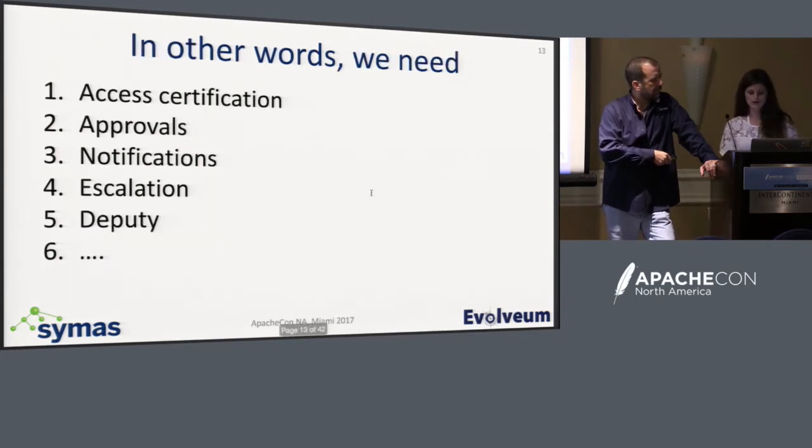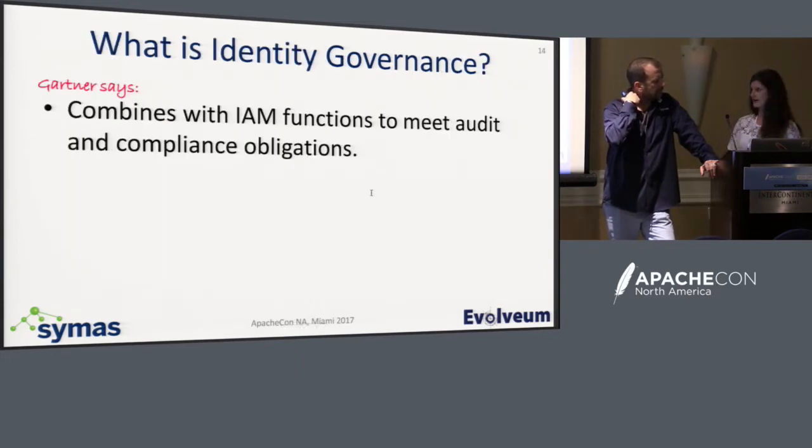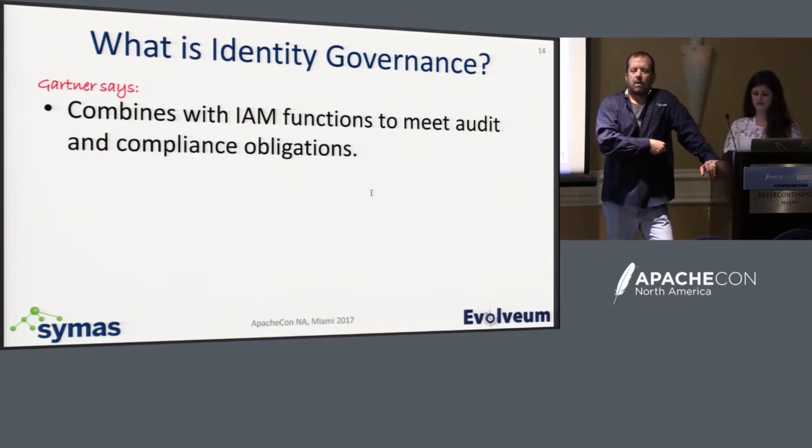Yes, Shawn, you're right. This happens very often. And probably what you need is to have access certification, approvals, notifications, then escalation or deputy and other features, which all build the identity governance. As the Gartner says, it combines with identity management functions to meet audit and compliance obligations.